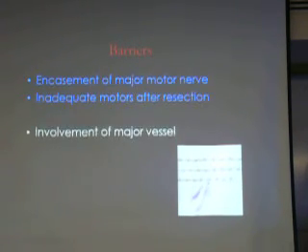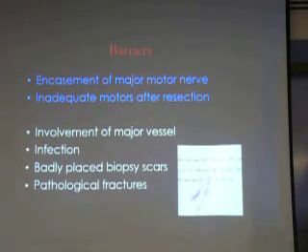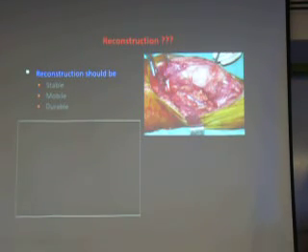What are the absolute contraindications for limb salvage surgery? Only two. One is encasement of a major motor nerve and inadequate muscles which are left behind after surgical excision. So remember, these are the only absolute contraindications. The other contraindications are mostly relative: infection, pathological fracture, involvement of vessels. This can be dealt by various surgical techniques. You can reconstruct these particular defects.